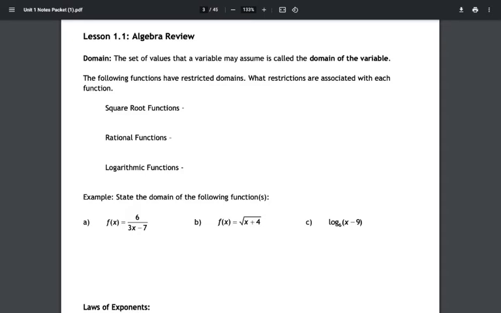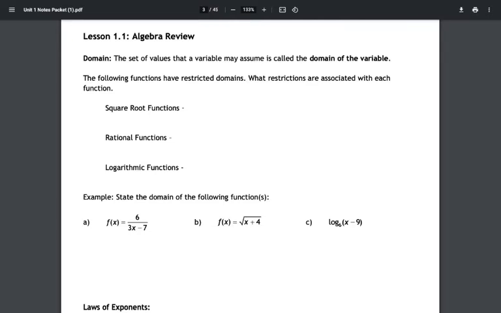We're going to start off by talking about domain. So you remember domain is the x values, or that's the way most of us kind of think through it, but we want to think of it as the set of values that a variable may assume, and that's what is called the domain of the variable. There are some special functions where the domain is restricted, however.